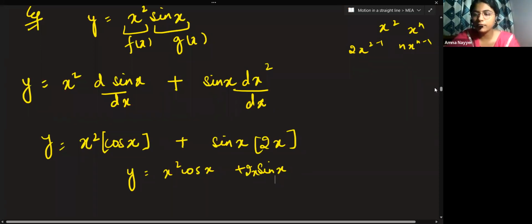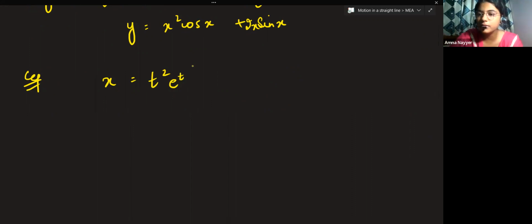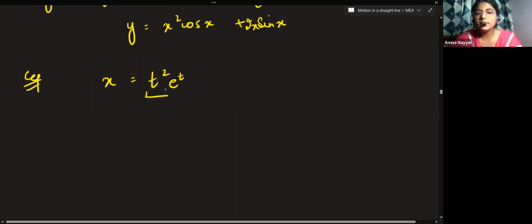One more example I'll give. Let's say x is equal to t square e to the power t. Here your previous rules from the last class will also get revised. Are you people revising it? Yes, ma'am. So t square is one function, and e to the power t is another. I have told you exponents have a different rule. Exponents cannot get mixed up with your normal polynomial functions. So t square follows one rule, and e to the power t is one more function.